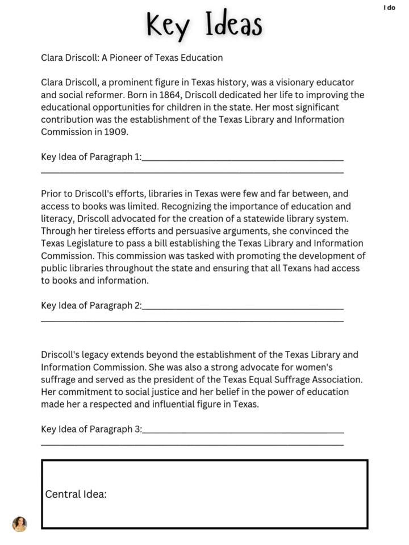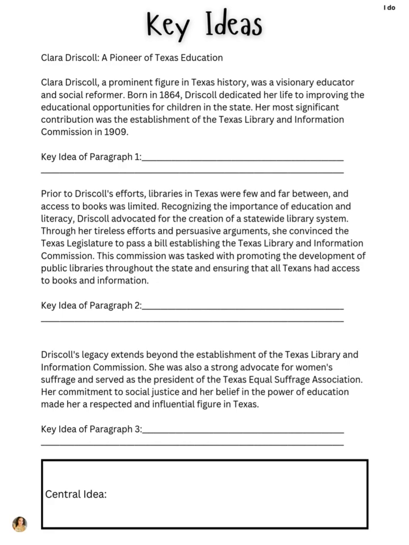The second sentence, born in 1864, Driscoll dedicated her life to improving the educational opportunities for children in the state. The born in 1864 is a detail. So that one's definitely a detail. Her most significant contribution was the establishment of the Texas Library and Information Commission in 1909. That one is a detail as well. That was kind of supporting the idea that she was a visionary and a social reformer.